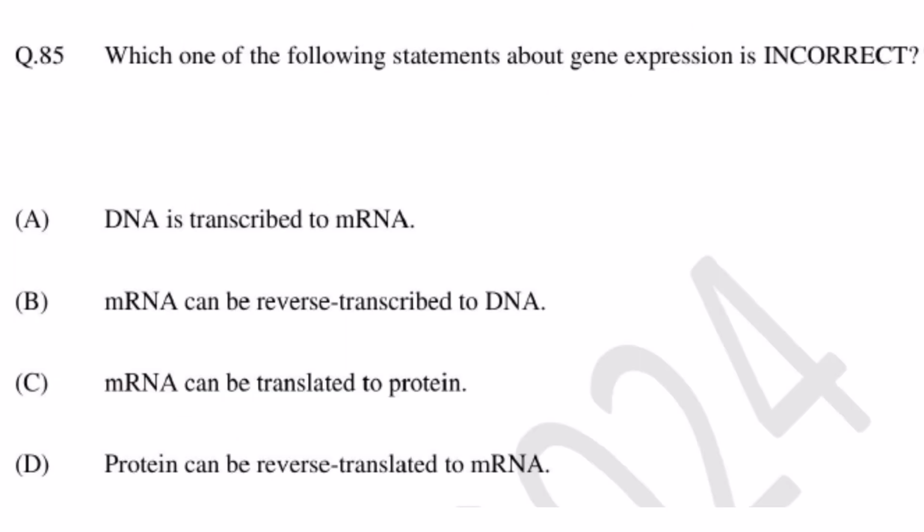Then next one. Which one of the following statements about gene expression is incorrect? DNA is transcribed to mRNA. That is correct. mRNA can be reverse transcribed to DNA. Of course. mRNA can be translated to proteins. Yes. Proteins can be reverse translated to mRNA. That cannot take place as per the central dogma of molecular biology, which states that genetic information flows from DNA to RNA to proteins, and once proteins are synthesized, they cannot be converted back to mRNA. So D is the correct answer.